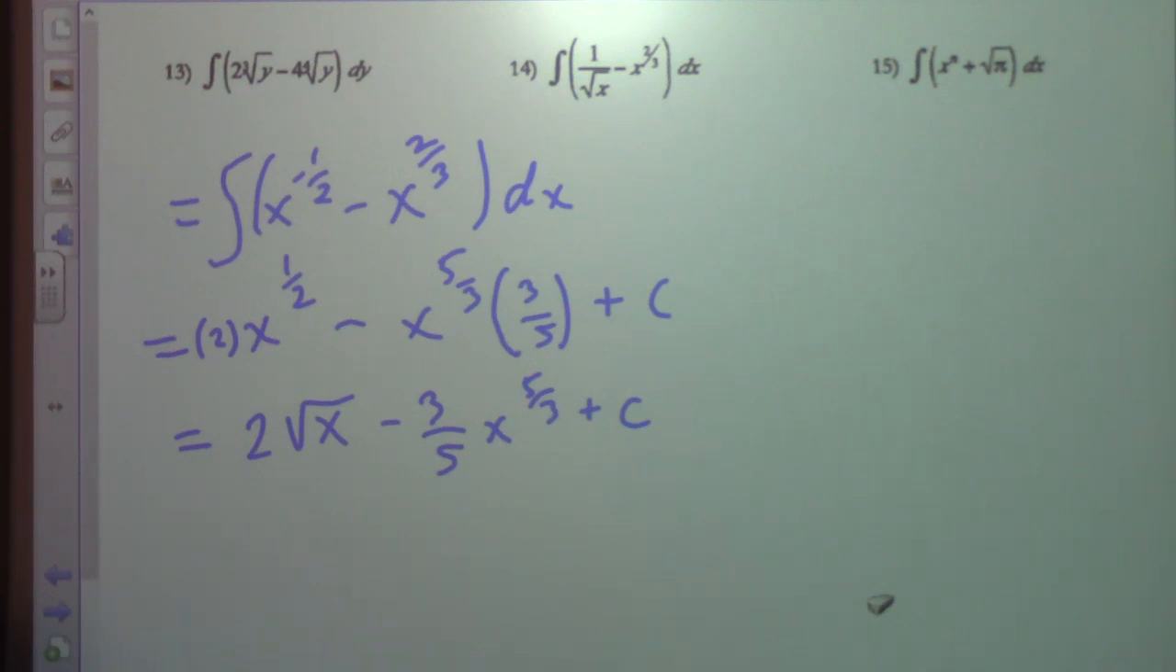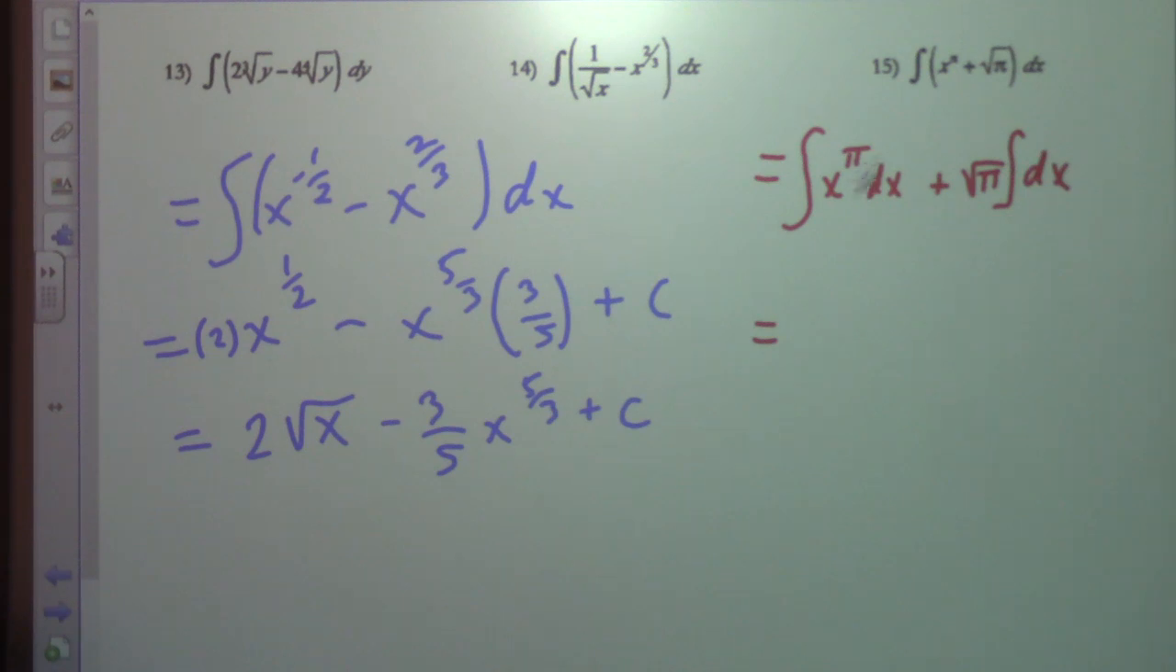Okay. What I'm going to do with this one is separate this up into two separate integrals. So I'm going to separate this up into the integral of x to the pi dx, plus, what I'm going to do is put the square root of pi integral dx. And what is this going to be?